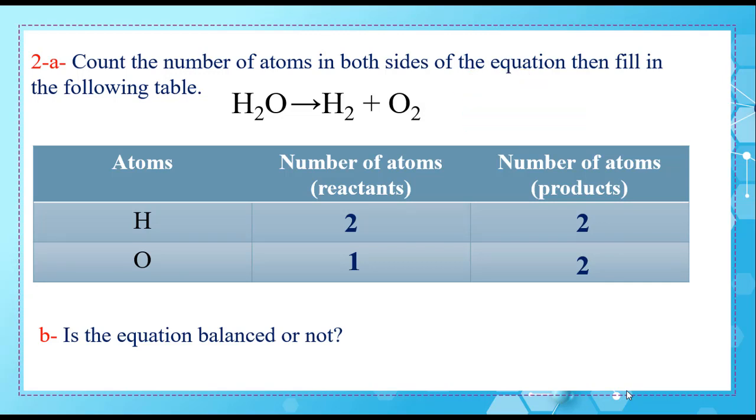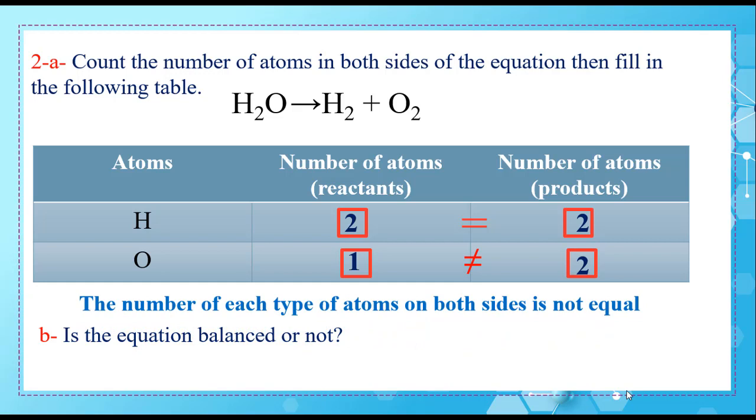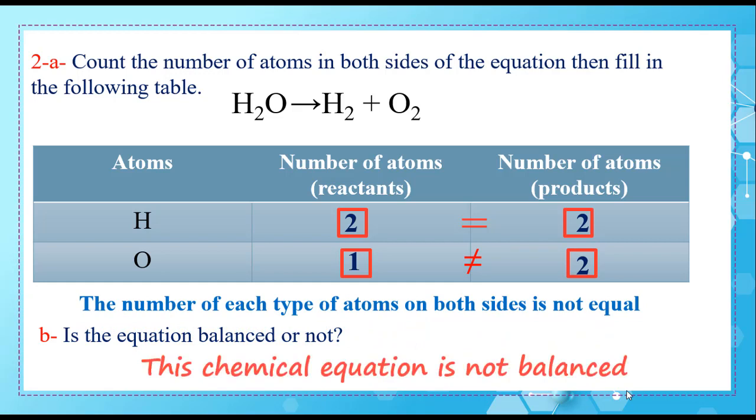By comparing the two sides of the equation, we can observe that the number of hydrogen atoms in both sides of the equation is equal, while the number of oxygen atoms on both sides of the equation is not equal. So, the number of each type of atoms on both sides of the equation is not equal. This means that this chemical equation is not balanced. Now, let's go step by step to see how to balance this equation.